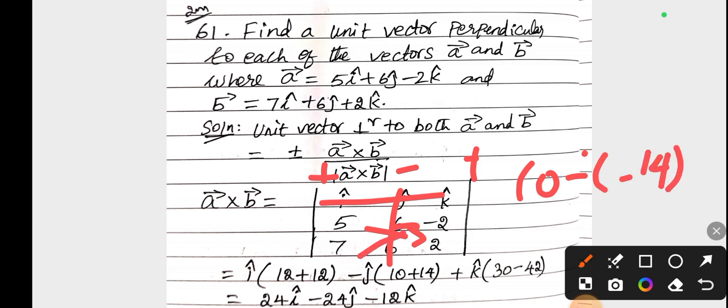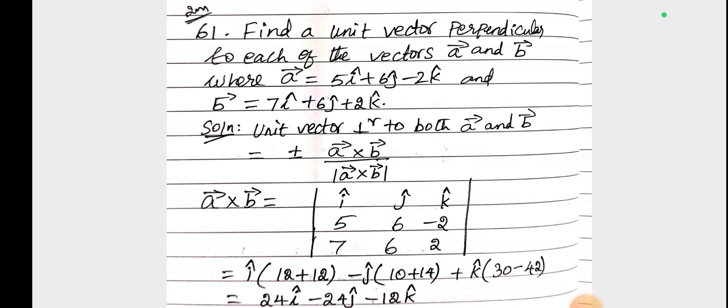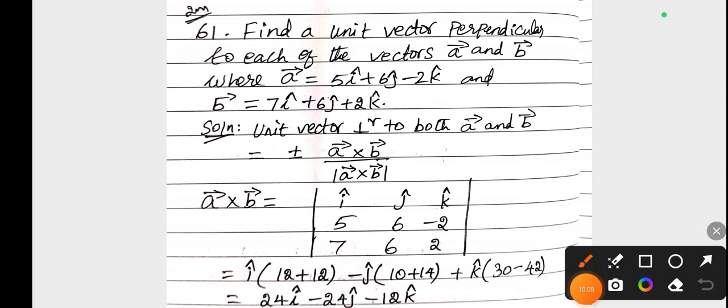So minus into minus plus, so 10 plus 14. Then k plus k vector, 5 6 are 30 minus 42. 30 minus 42 minus 12k.